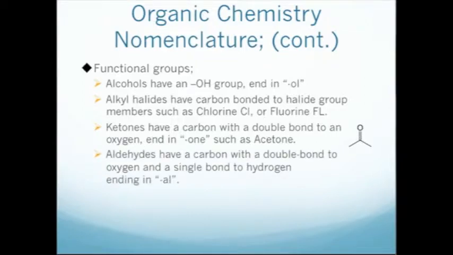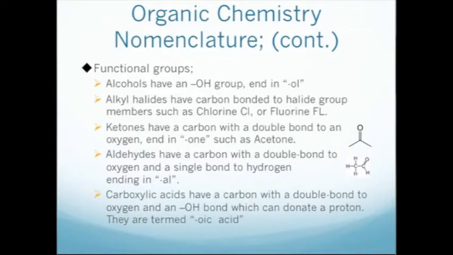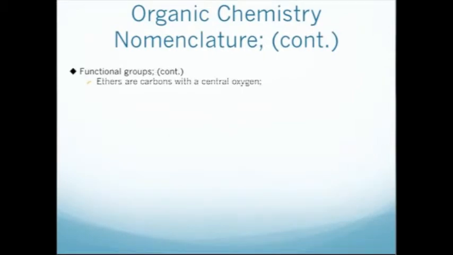Aldehydes have a carbon with a double bond to oxygen and a single bond to hydrogen, ending in AL as a term. Carboxylic acids have a carbon with a double bond to oxygen and an OH bond, which can donate a proton. They will be termed as an oic acid. Ethers are carbons with a central oxygen.